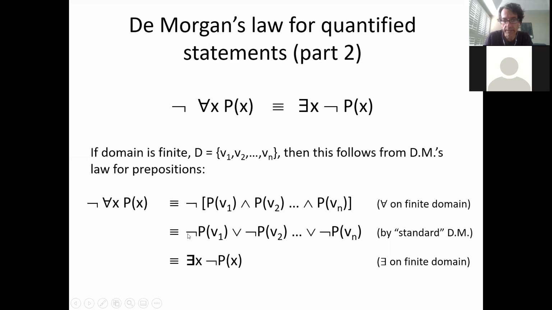And once I look at this big disjunction and I identify not P as a predicate, right? Because whatever P is, not P is also a predicate. So I can express this whole thing, I can recognize it as there exists an X which makes this not P predicate true.